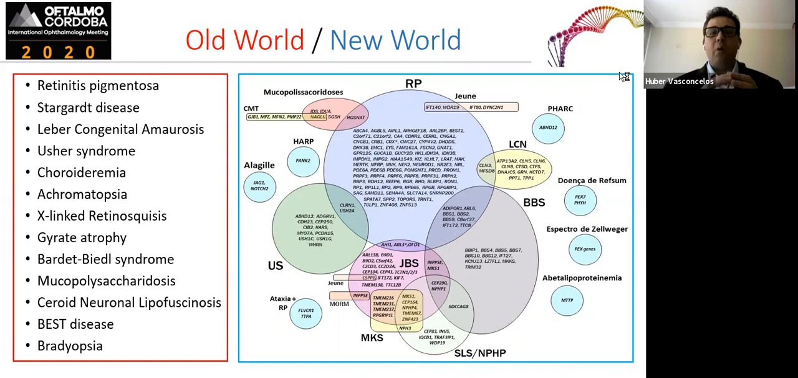So it's very important for us to get inside this new world and get inside the genetic changes that can cause these old known phenotypes, so we can individualize patients and be able to treat these patients regarding the genetic change that this patient has.